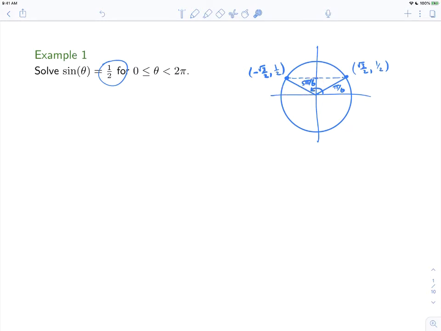So what we found is that there are two values between 0 and 2 pi such that sine of theta gives you 1/2. Notice that the unit circle includes all of the angles between 0 and 2 pi. That's one revolution. So what do we have here? We have that the solutions are theta equals pi over 6 and 5 pi over 6. Those are our two solutions.